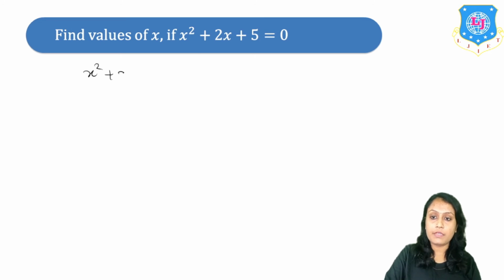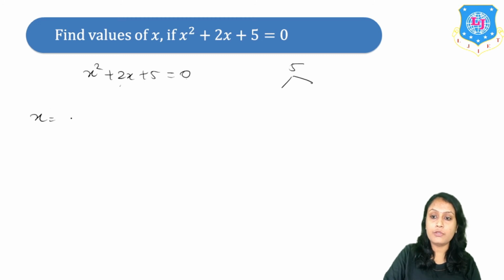x square plus 2x plus 5 is equal to 0. Okay, and we need to find the value of x. So here we have 5, and we need the factors such that their addition is 2. So you will not get them directly, right?